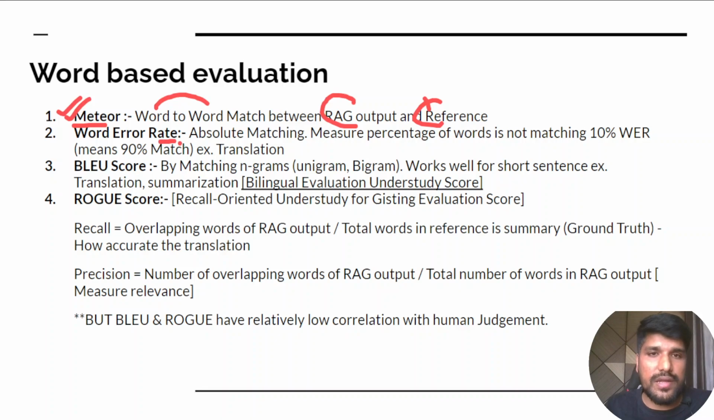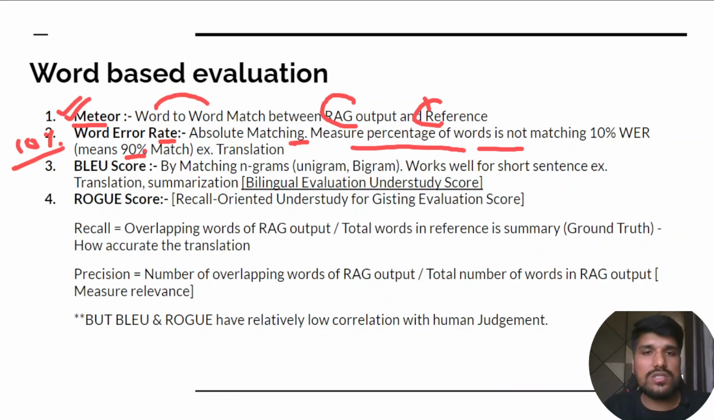Second is the word error rate. It will do the absolute matching and measure the percentage of words that do not match. For example, let's say the word error rate gives 10%. It means that 90% of the text is matched with your given task, but 10% is not matching. This is called the word error rate. For example, if you do translation from one language to another, and you apply this metric, and the response comes as 10%, it means that 90% of the translation is correct, but 10% is not matching.